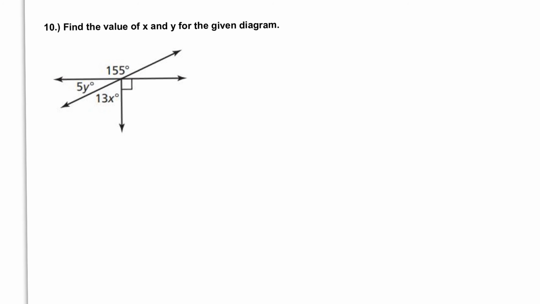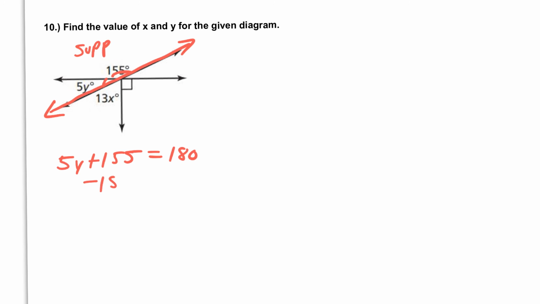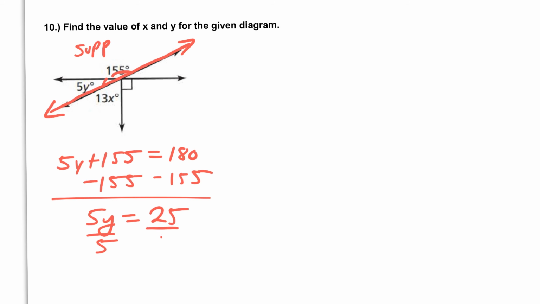Okay, the first thing I notice here is that this angle 5y and this angle 155 create this straight line here. So that means those two angles are supplementary, which means we can add them up: 5y plus 155 and set it equal to 180. Whenever they make that straight line, they equal 180. So if we want to solve this equation, we can subtract 155. We get 5y is equal to 25. And if we divide both sides by 5, it means y is equal to 5 there.